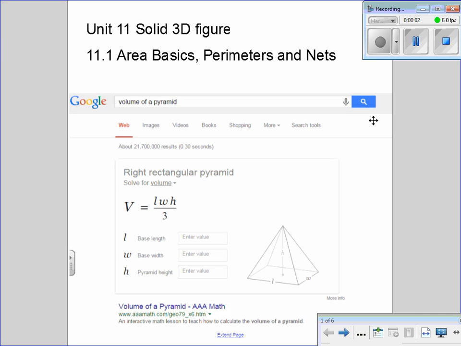Everybody, we're in Unit 11, Solid 3D Figures. So today we're going to be looking at some basic ideas: area, perimeter, and what we call nets. To make sure that you understand, as we move forward in 11.2 and 11.3, these basic ideas are going to be really important for you to understand those and make it easy. All right, let's go ahead and get started.